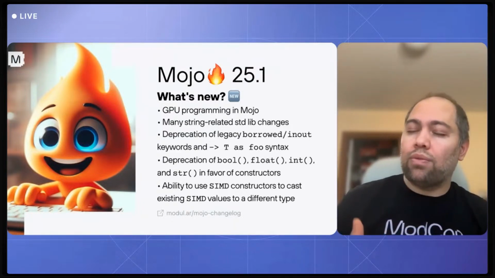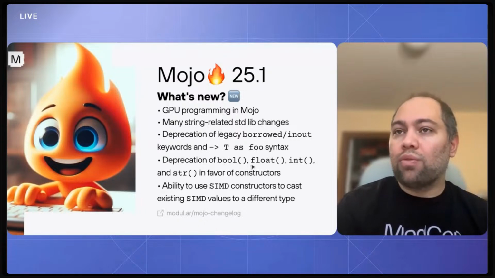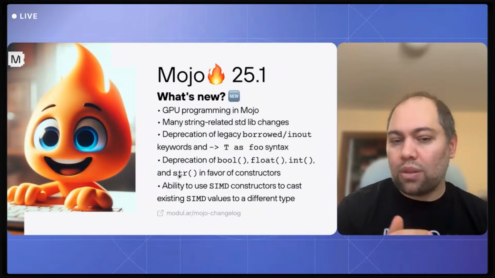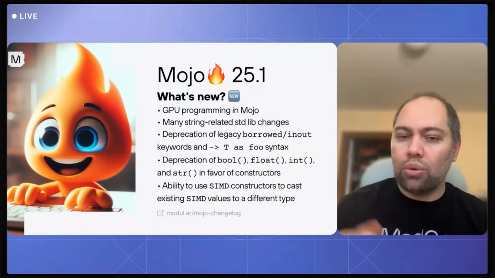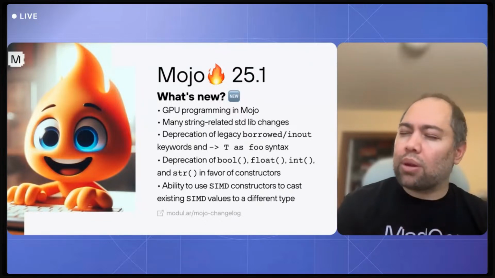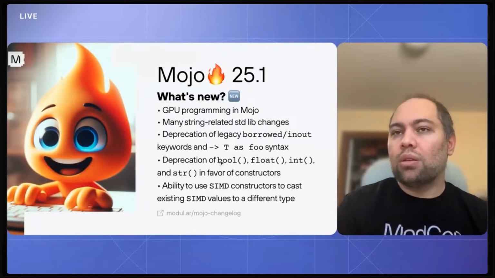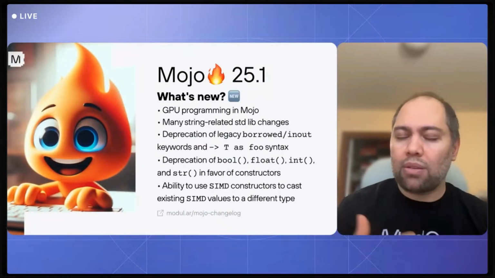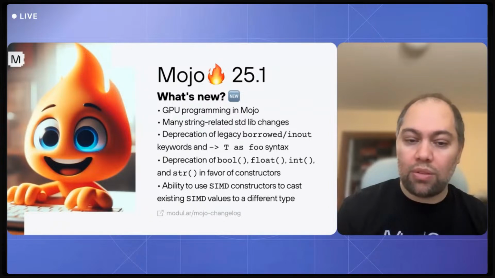In prior Mojo releases, there were these conversion functions: bool, float, int, string, which convert, let's say for the bool function, from one value to a bool. We've actually deprecated those in favor of using constructors. So instead of saying underscore bool, you say uppercase B in Bool, and that converts the type to a bool. That makes the code more succinct and easy to reason about.